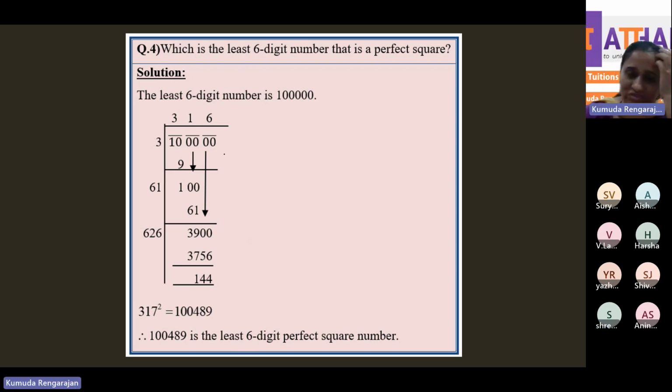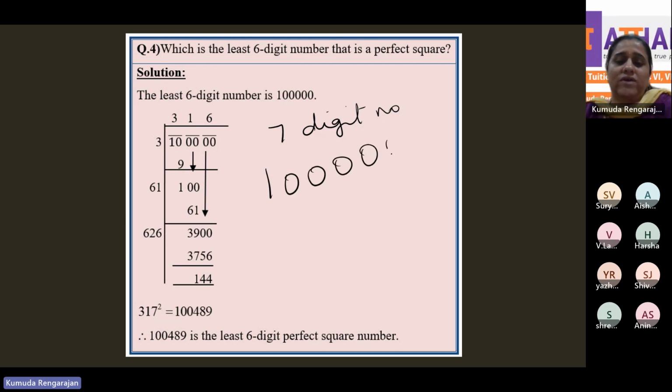Now you will not have this question. They will not ask you to find the smallest 7-digit number which is a perfect square, because the smallest 7-digit number itself is a perfect square. What is the smallest 7-digit number? 1 followed by 6 zeros. And this number itself is a perfect square.